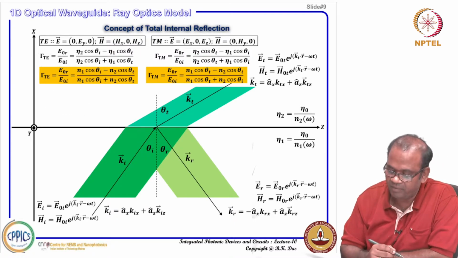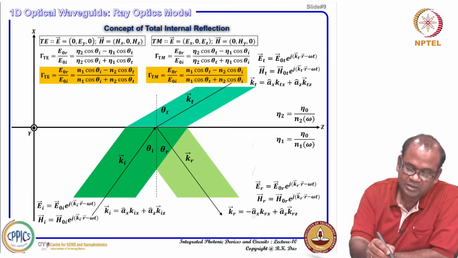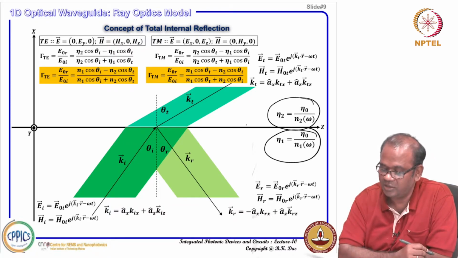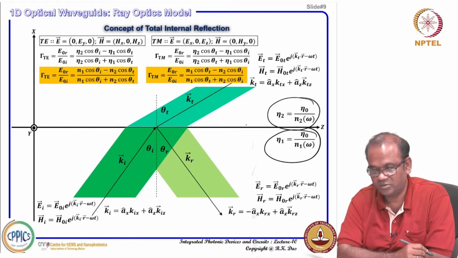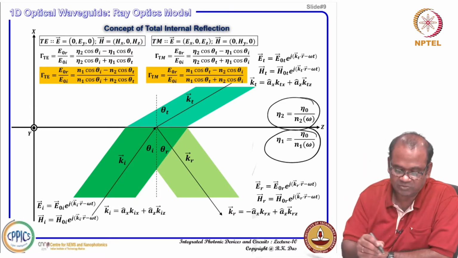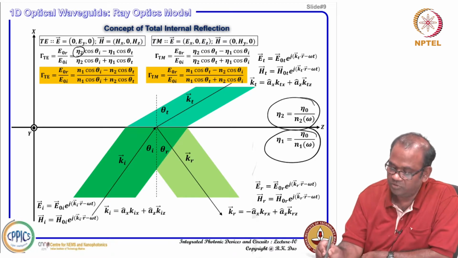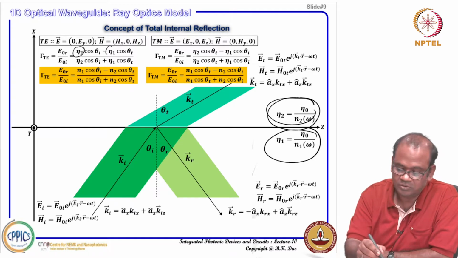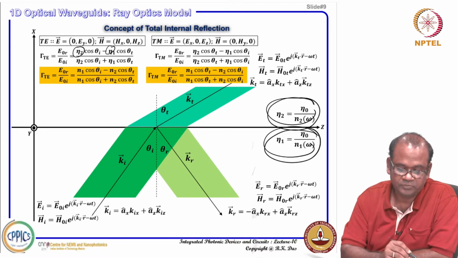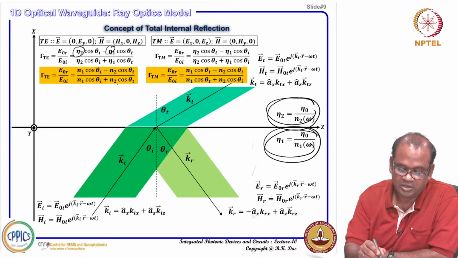Suppose it is a dielectric medium. We have learned that instead of eta, the medium is characterized by refractive index only. Eta 1 and eta 2 can be represented by refractive index because conductivity is 0 and it is a non-magnetic material. So if I substitute eta 2 and eta 1 with these, then instead of eta 2 it will be n1 cos theta i, and n2 cos theta t.